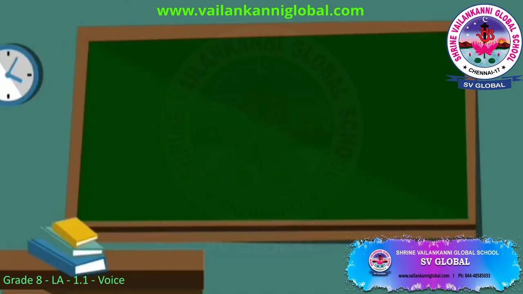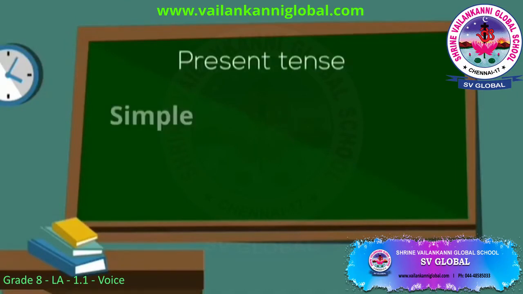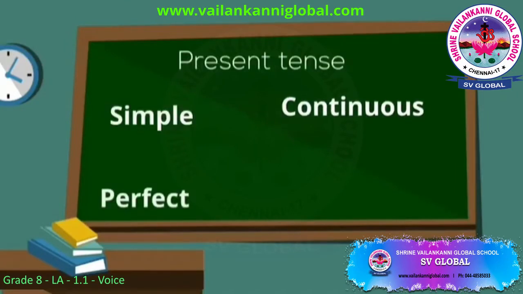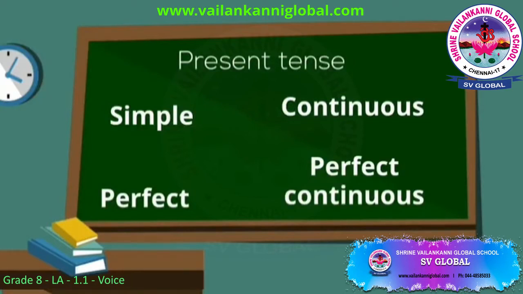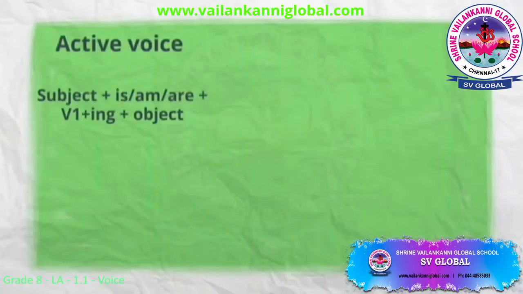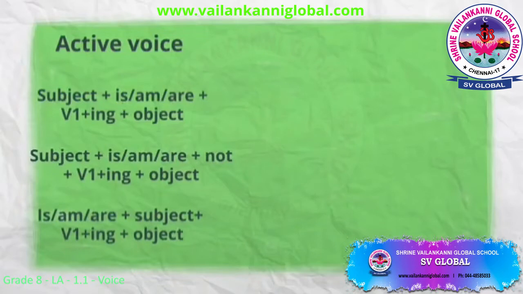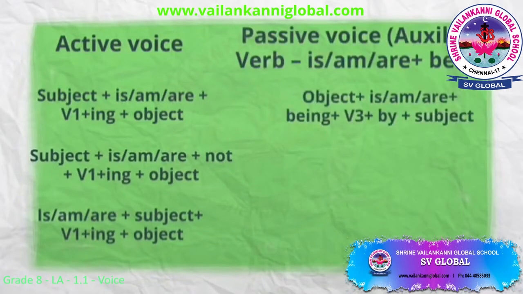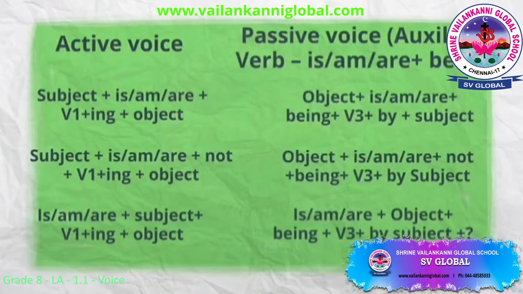And we know every tense has 4 groups that are simple, continuous, perfect and perfect continuous. As I said earlier, we have seen the rules for changing simple present tense. So let's begin with present continuous tense. Displaying the rules for present continuous tense, active voice and passive voice. The rules are made considering 3 types of sentences that are affirmative, that is positive statements, negative and questions.